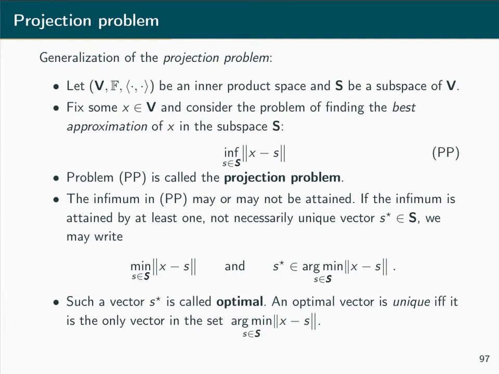Remember that even if such a vector exists, it's not necessarily unique. What it would mean for an optimal vector to be unique is that it's the only vector in the argmin set, or in other words, the argmin set consists of exactly one vector.